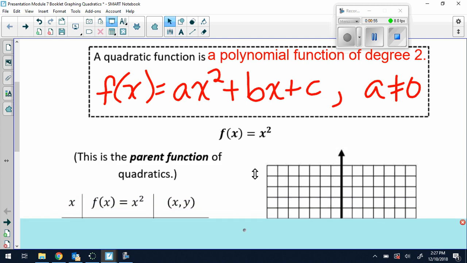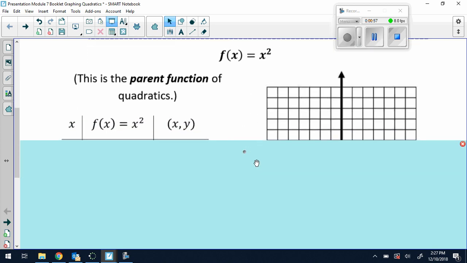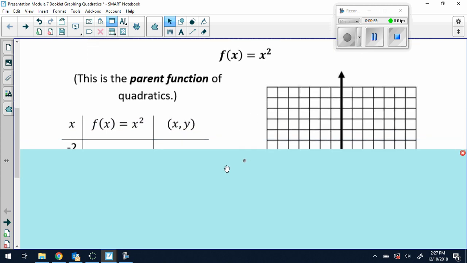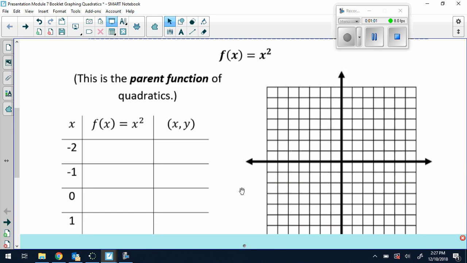Now we're going to take a look at our parent function. What our parent function means is that it is our most basic form of a quadratic. So you can see here my equation is f of x equals x squared. I'm going to find coordinate pairs that make this equation true, and I'm going to do it with a table of values, at least here initially. Eventually we'll learn some other methods, but right now we're just going to do a table of values.